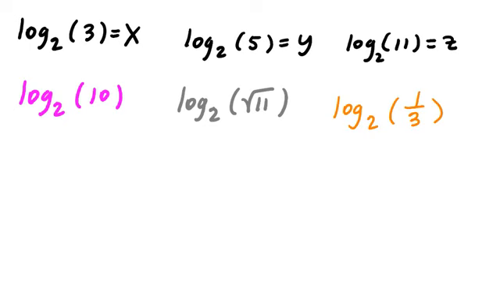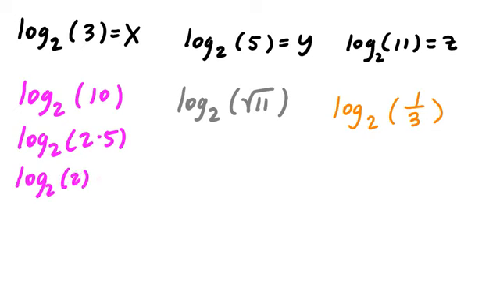So what I'm going to do is say that this 10 is 2 times 5. Right, and this is the log of 2 plus the log of 5. Now I know what the log of 5 is, that's y. But then you're going to have to think to yourself, what exponent do I put on 2 to get 2? And you'll put the first exponent on. Okay, so that's 1 plus y.